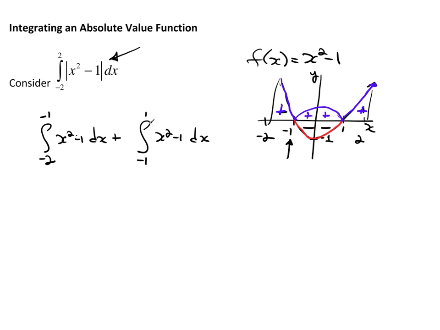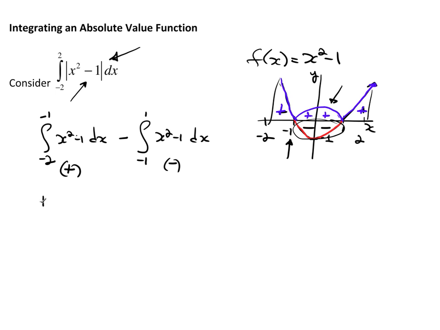However, this, as I wrote it, would have brought me down here in the red. So what I need to do to account for this absolute value is take the negative of this area. So rather than adding, I'm going to subtract, because this will give me a positive contribution, this will give me a negative contribution. So the double negatives gives me a positive contribution, which is what I want up here.